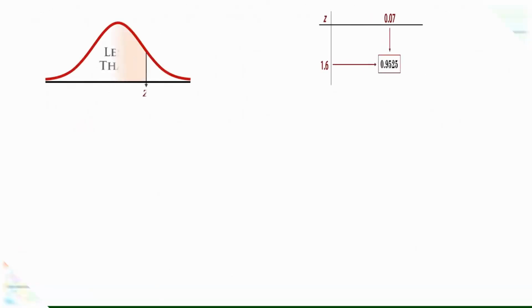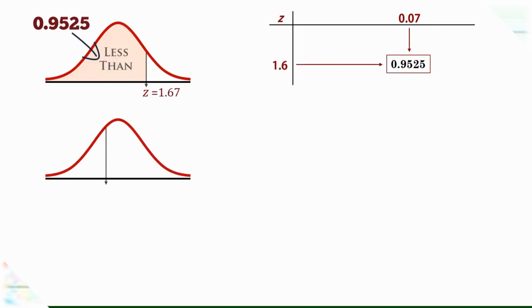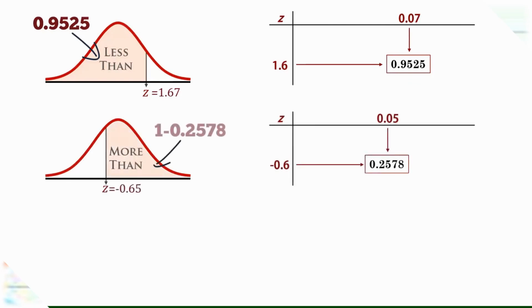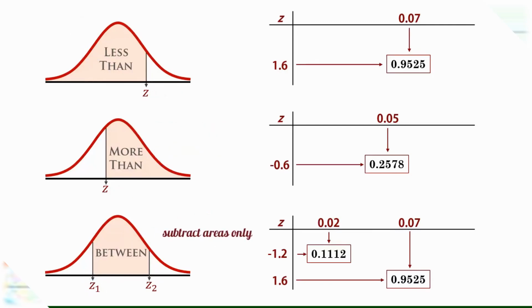So in summary, if we are looking for the less than area, whatever the area in the table, it is the answer. So the answer for this one is 0.9525. But if ever that it is greater than area, we are going to subtract it from 1. And then determining in between, we are going to subtract the area of the larger z value minus the area of the lesser z value. Remember that we only subtract the areas but not the z values.